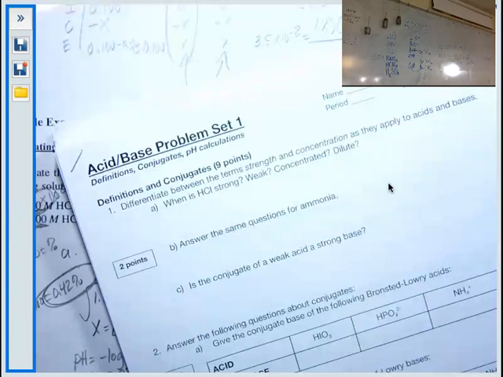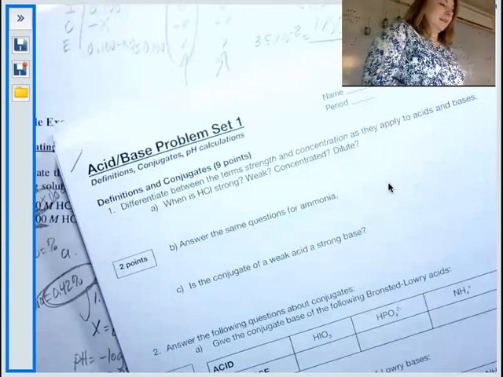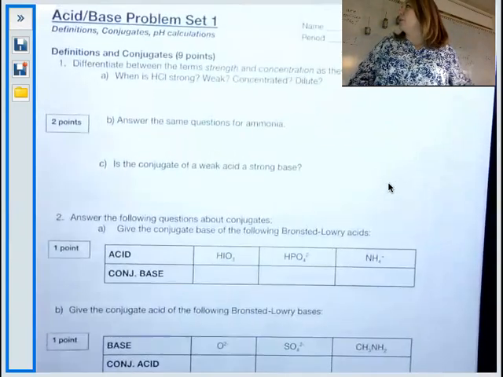So, number one is here. Concentrated. What are you looking at? We're looking at HCl. That is strong. It's concentrated. So, when is HCl strong? Is HCl a strong acid? Yes. Okay, so it's always strong. It's never weak. Hydrochloric acid is never weak.